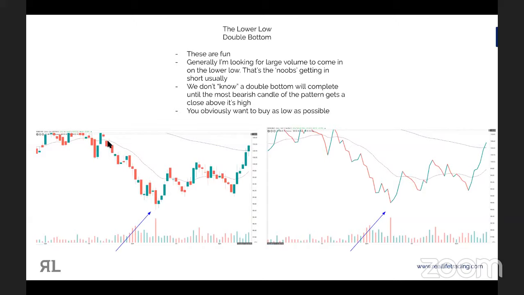The lower low double bottom means that, well, should be kind of self-explanatory. The low comes in lower and it's like a sloping double bottom. These are very fun because I generally try to get in somewhere over here. And then once I get a close above the neckline, I hold, wait for the retest, and then I can move my stop up and it's really, really fun and exciting. Or I can add to the trade.